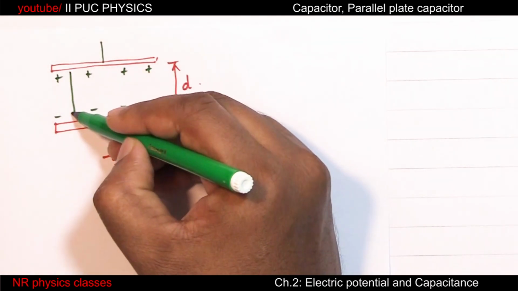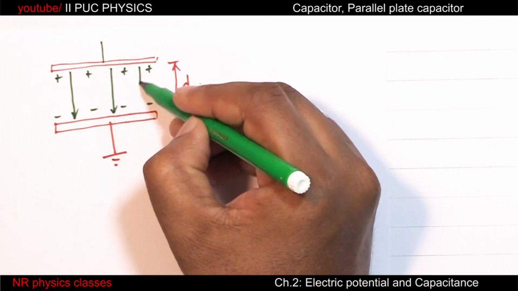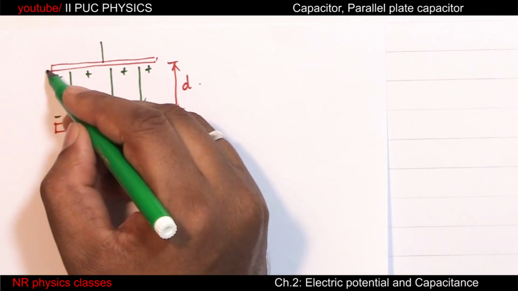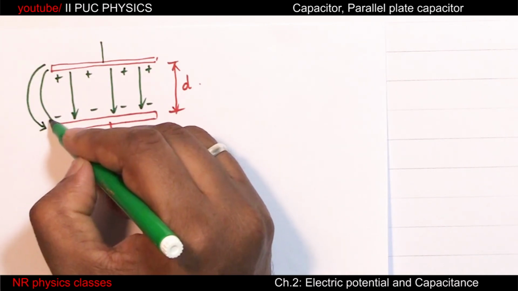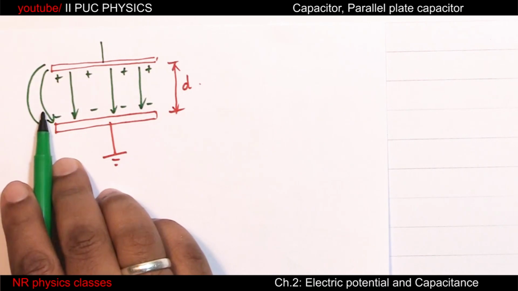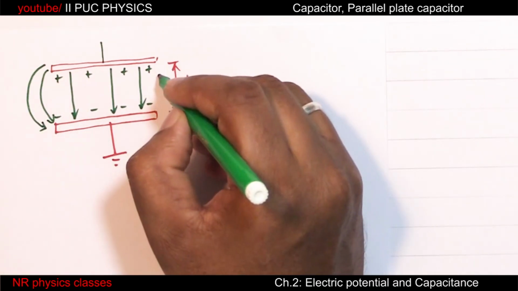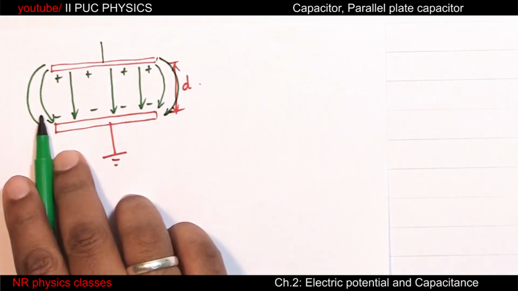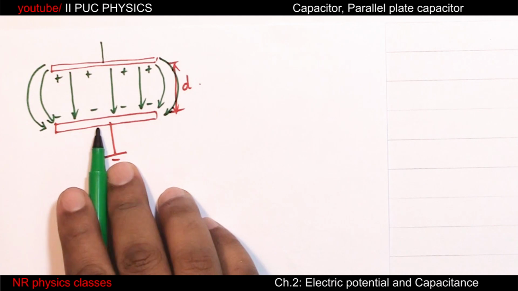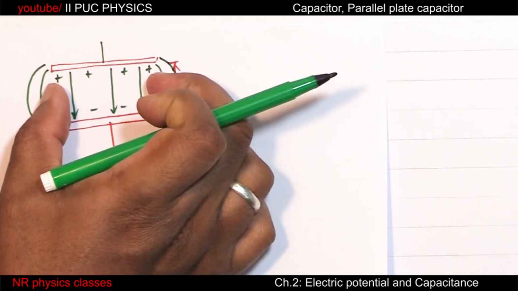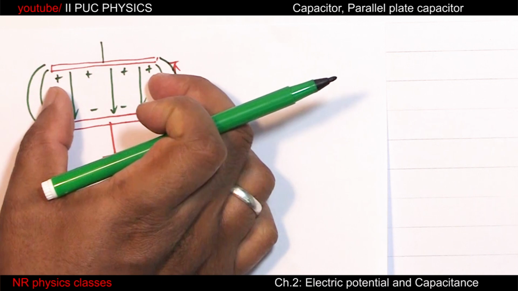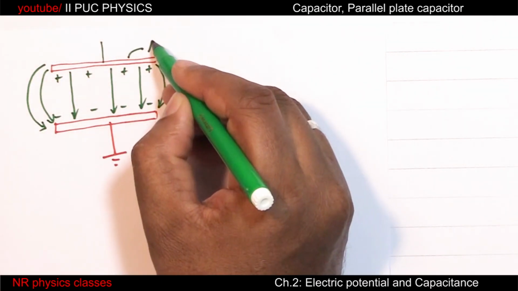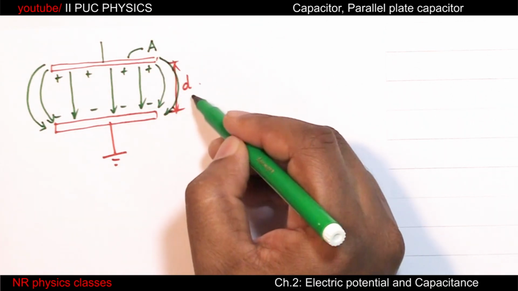There is an electric field between the plates. This electric field is uniform, but at the edges there is a non-uniform electric field, and this non-uniform electric field can be neglected only when the area of each plate is very large. As a result, over a large space we get a uniform electric field. Let the area of each plate be A, and the distance between the plates be d.